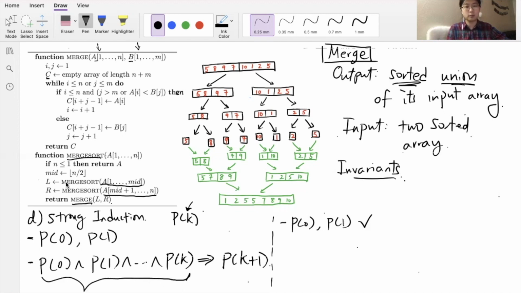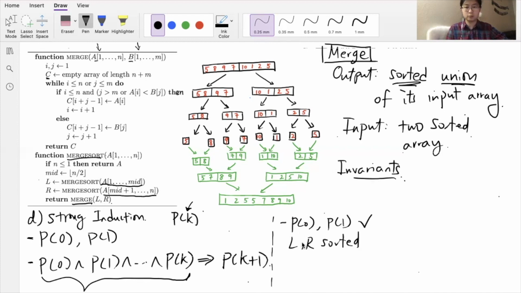So once we call merge sort on them, I'm guaranteed that both L and R are in fact sorted copies of about half of our input array. Okay, so now we know L and R are sorted by our induction hypothesis right here. Once L and R are sorted, we finally call merge on L and R.